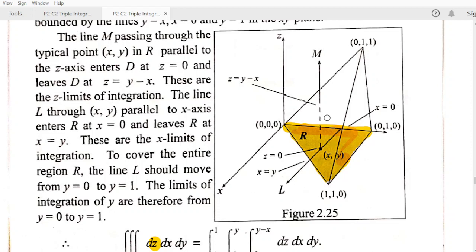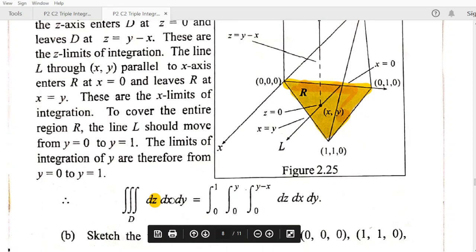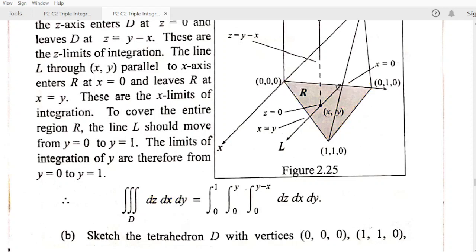Now we have to first find the limit of x, and then we have to find the limit of y. So from this region now we'll be finding the limit of x and y. First we'll be finding the limit of x. To find the limit of x, we'll be drawing a line parallel to the x-axis. So observing this line, we will be now finding the limit of x.